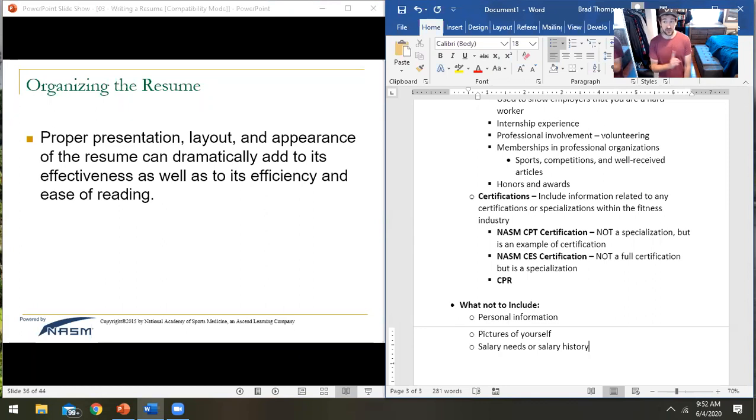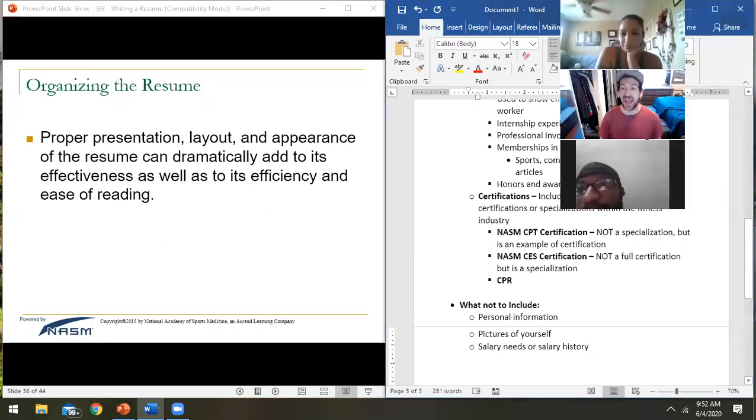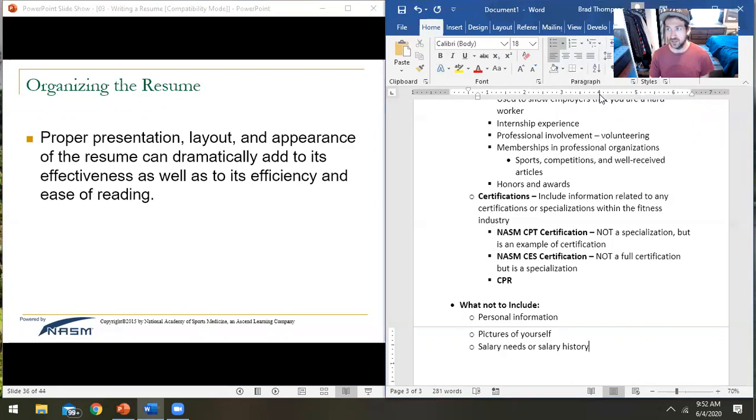Now, an exception to this rule, you can absolutely put how much you have sold in terms of product or services at a business that you worked for. So if you did over $100,000 in sales, they have no idea what your commission rate is. So you're not telling them how much you made, but you are telling them how much you made the company you worked for. That is super relevant. Especially if you're applying for a job that is directly related to sales, which a lot of the personal training industry is. So definitely include something like that if you can.